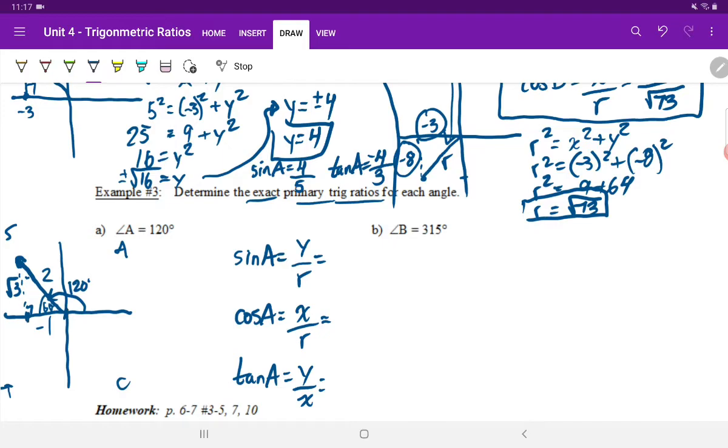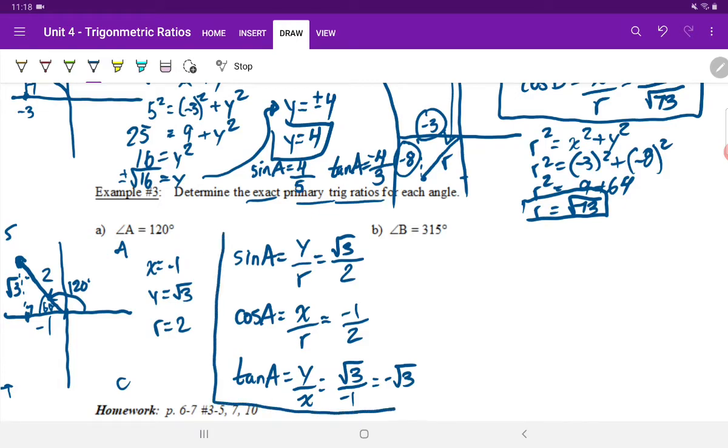And there you have it. We have our x, y, and r. We've got x is equal to negative 1, y is equal to the square root of 3, and r is equal to 2. Now you just sub in all your values into your ratios, and you get square root of 3 over 2, negative 1 over 2, and the square root of 3 over negative 1, which is just negative square root 3. There's your final answer.